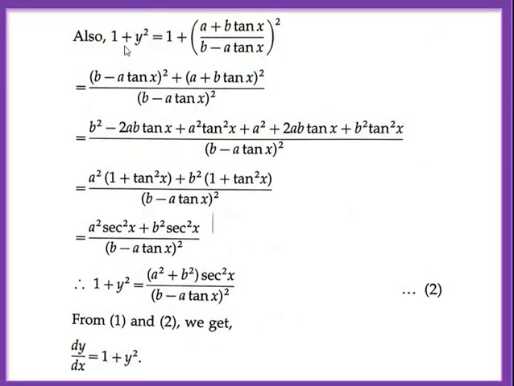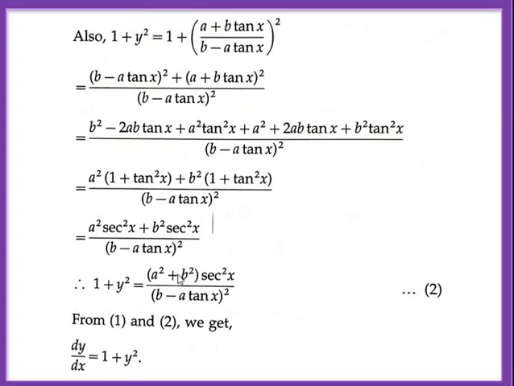Now we will show that 1 plus y square is again the same. So what is y square? It is square of (a plus b tan x) upon (b minus a tan x). Now the LCM is this. You should know what is (a minus b) square, a square minus 2ab plus b square, and here (a plus b) square. Again rearrange the terms and so on.